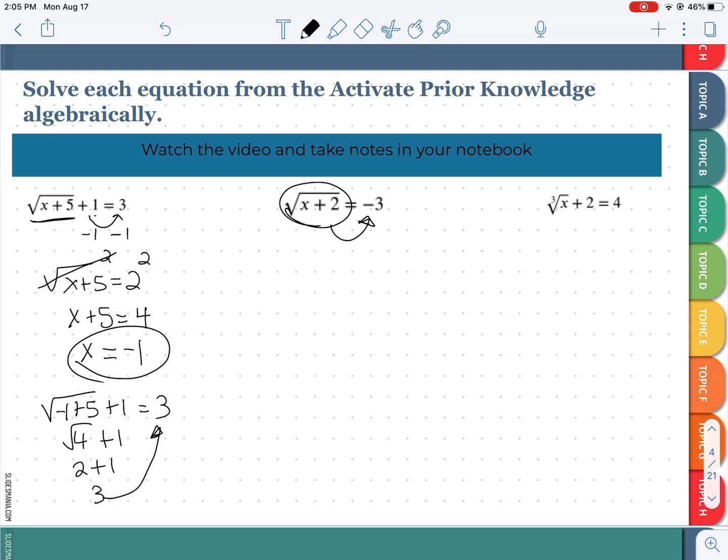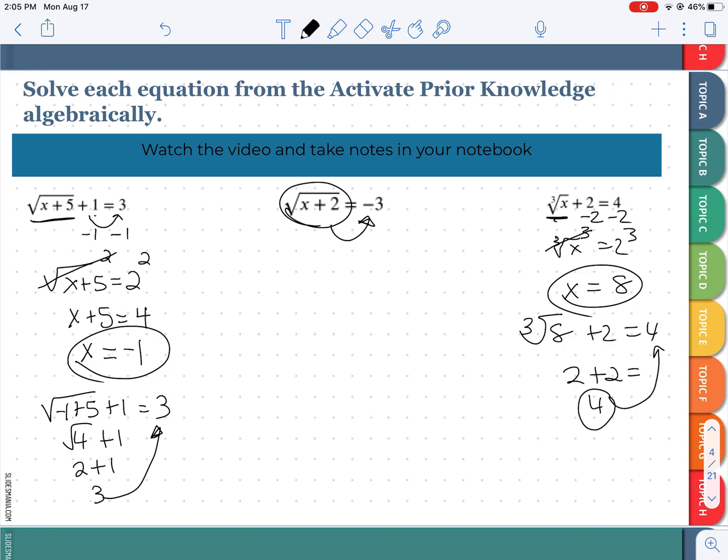Okay, the third one over here, we have a cube root of x plus 2 equals 4. So again, let's work through it algebraically. First step, isolate the radical. We want to get the cube root of x by itself. So that plus 2, we are going to subtract to the other side. Then we have to do the opposite of that root. Since this is a cube root, we want to do a third power. Cubes and cube roots will undo each other. Over here, 2 to the third is 8. Let's double check our answer. The cube root of 8 is 2. 2 plus 2, look at that, is 4. This is a great answer.